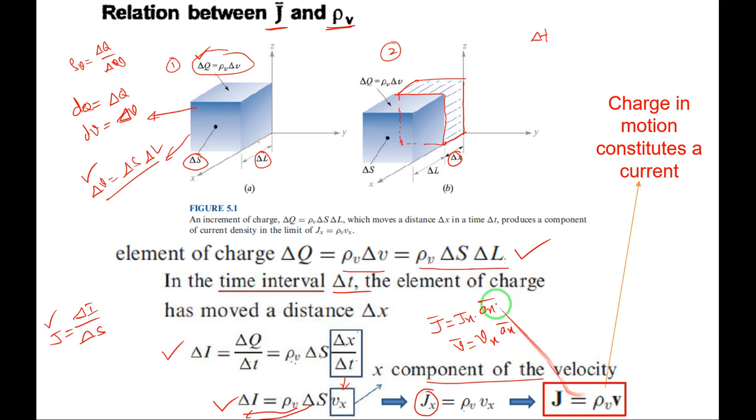So this equation is the relationship between the current density J and the volume charge density rho v. Just by looking at the RHS of the equation, rho v means volume charge, and it is moving with certain velocity. The charges in motion constitute the current, the current passing through unit surface area. So this equation I have written here, the charge in motion constitutes a current. So this is the relationship between J and rho v.